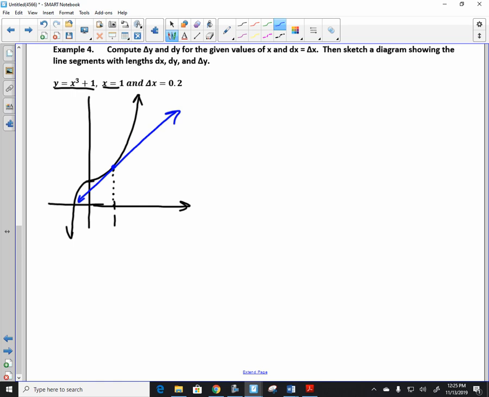What I would like to do is move over delta x. What is delta x? 0.2. So dx is delta x, which is 0.2. Okay. So I'm going to move over that amount, which would bring me to what x value? Yep, it would be at 1.2.